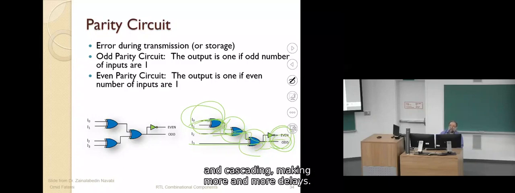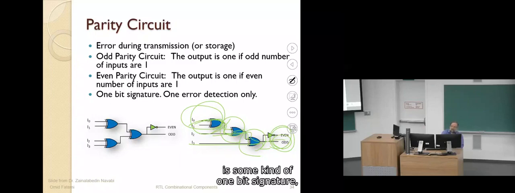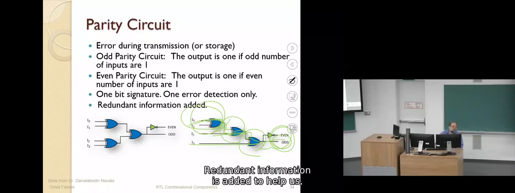So this is some kind of 1-bit signature, only 1 bit, a signature of 1 bit we have added to the data, and it can only detect the error, not fix the error. So redundant information is added to help us detect the error, not find the error. And cascading could be done easily.